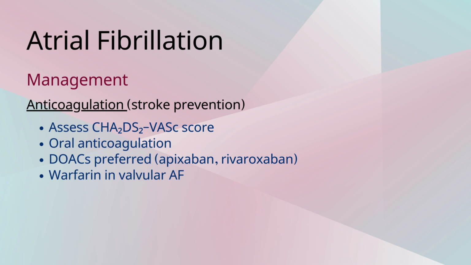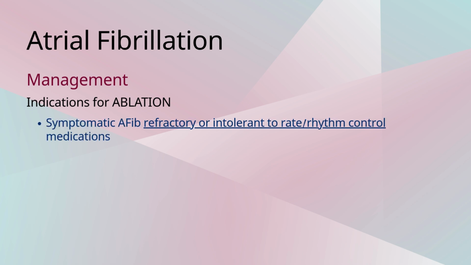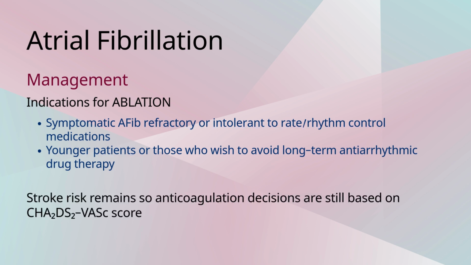Now, another management strategy is ablation. Ablation is usually reserved for symptomatic AFib that's refractory to rate and rhythm control, possibly used in younger patients if they wish to avoid long-term antiarrhythmic drugs that have potentially some adverse effects. However, you have to remember the stroke risk remains, so anticoagulation decisions are still based on using that CHADS-VAS score.